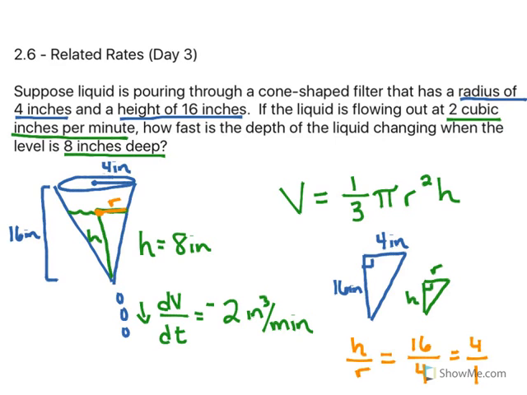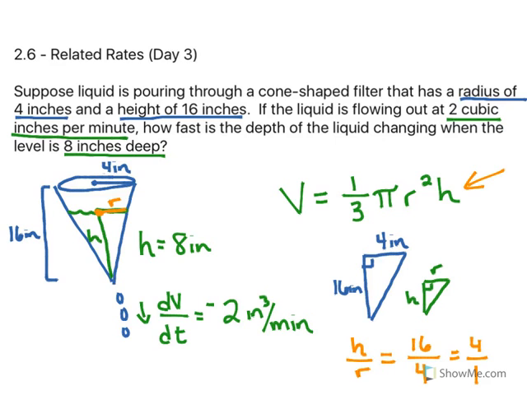We're going to use this to substitute up in the green equation, the 1/3 pi r squared h up here. Okay? The question now is, what variable do we want to get rid of? Do we want to get rid of r, or do we want to get rid of h? And that depends on what rate we're looking for.